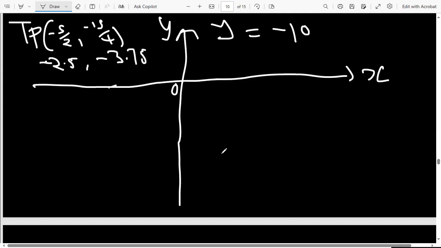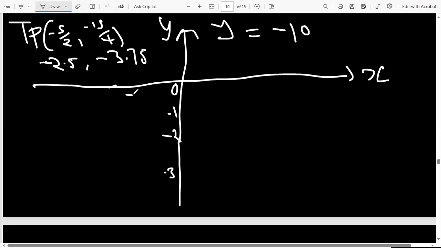Okay, so let's plot this. If this is minus 1, this is minus 2, this is minus 3, it means my minus 2.5 is somewhere here, right? Oh, no, this is in the y-axis. So it means we are looking for this guy.